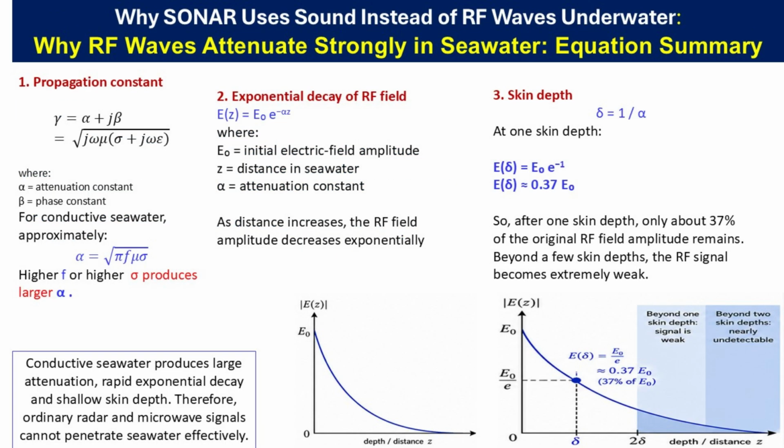Let us summarize the important equations. The propagation constant has two parts: the attenuation constant alpha and the phase constant beta. For conductive seawater, the attenuation constant becomes larger when frequency or conductivity increases. The RF electric field then decreases exponentially with distance. Skin depth is the reciprocal of the attenuation constant. At a distance equal to 1 skin depth, the electric field amplitude falls to about 37% of its original value. After a few skin depths, the RF signal becomes extremely weak.